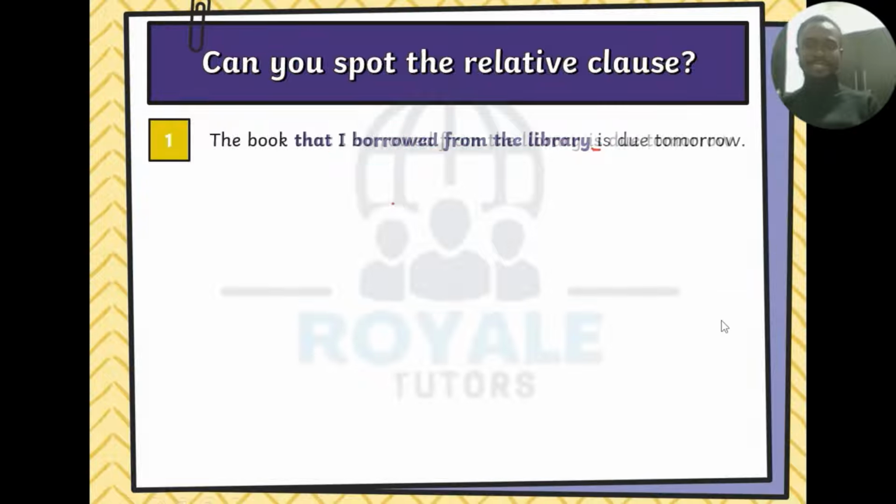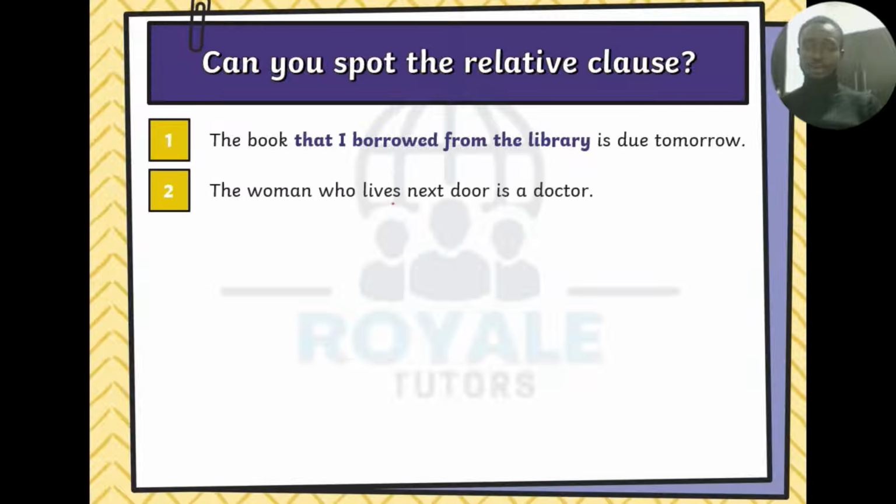Okay, so let me clean this so that we can see if that was right. You ready? Yes, we got it correctly. That I borrowed from the library. So I'm not going to help you. You're going to do the rest yourself. So let's move on to the second activity. The woman who lives next door is a doctor.